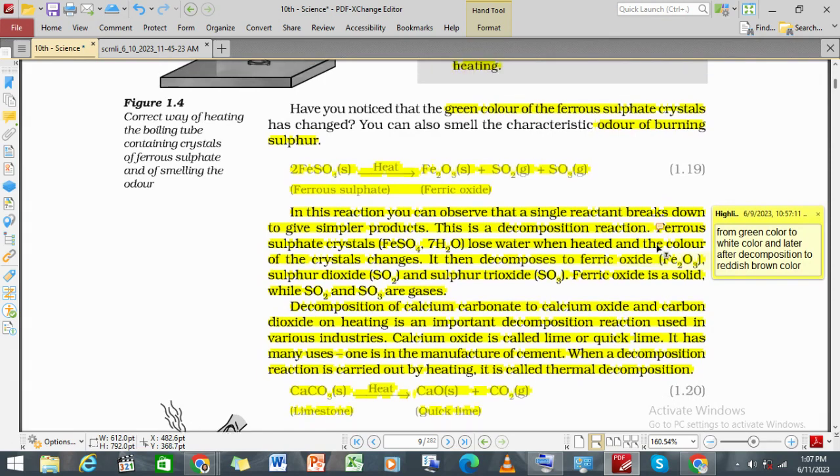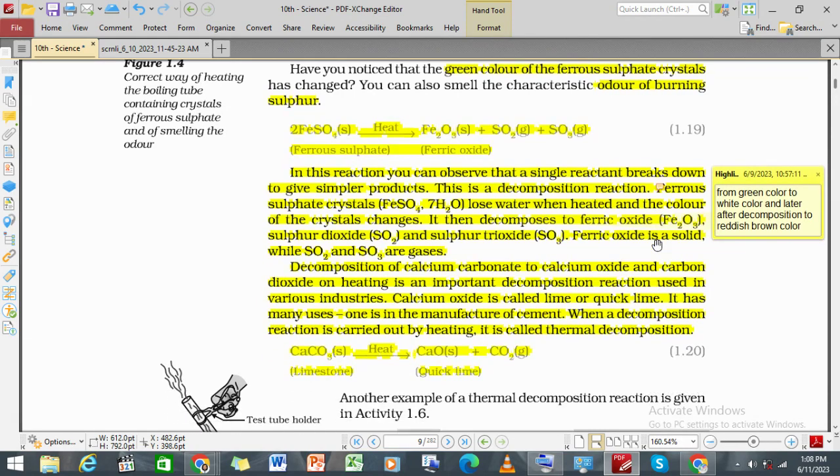All right, that means here I've written from green color to white color, and later after decomposition to reddish brown color. Now ferrous sulfate, FeSO4, after heat is given, becomes Fe2O3, that is ferric oxide, and SO2 and SO3 are made. What is that? SO2 is sulfur dioxide, and SO3 is sulfur trioxide. All right. Now this is known as a decomposition reaction.